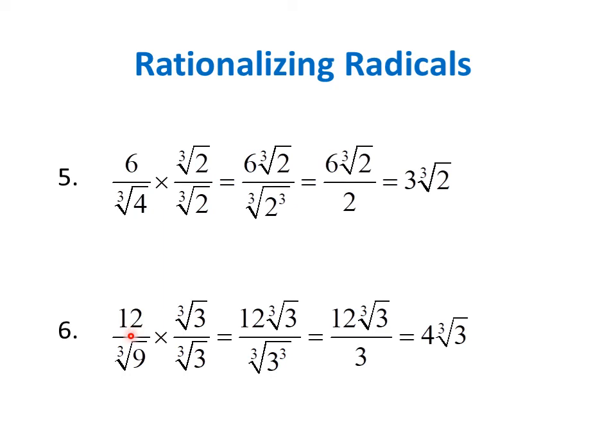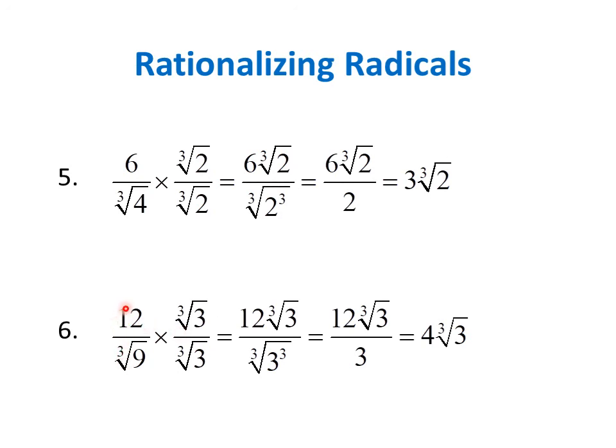Lastly, we have 12 divided by the cube root of 9. To simplify this fraction, we have to eliminate this radical in the denominator. To eliminate this cube root, we have to have a perfect cube inside the radical symbol. Okay, we know that 9 is 3 times 3. To make it a perfect cube, we have to multiply it by another 3. Therefore, the conjugate of cube root of 9 is the cube root of 3. We have to multiply that conjugate to both numerator and denominator of the fraction.